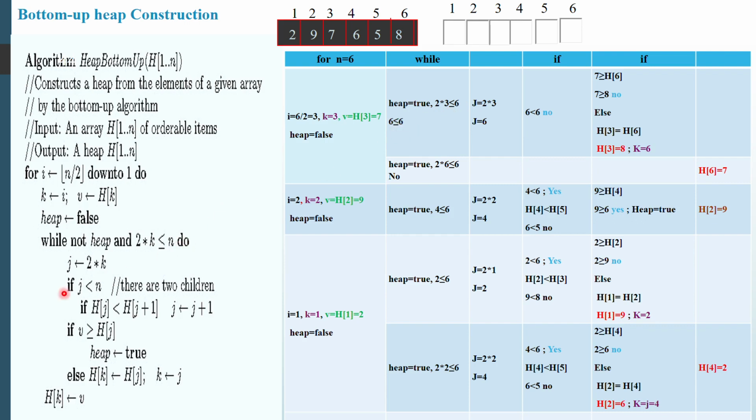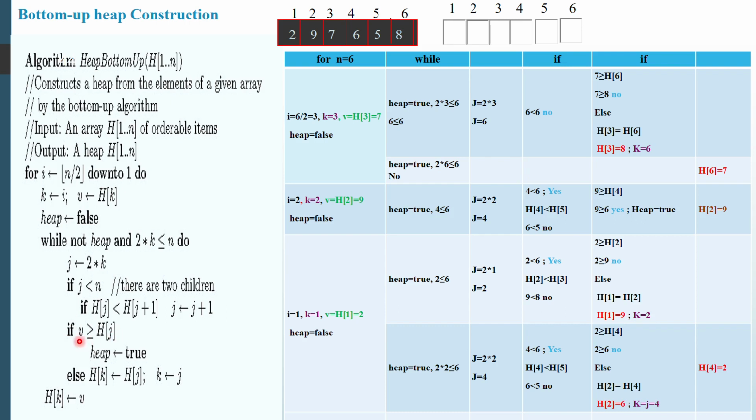If it is true, then you execute the statement: j equals 2 into k. The k value is 3, so 2 into 3 means the j value becomes 6 now. Next is the if: if j is less than n. The j value is 6 and the n value is also 6. No, it is not less. No means the condition fails. If the condition fails, it comes out of this if statement and executes the next if statement.